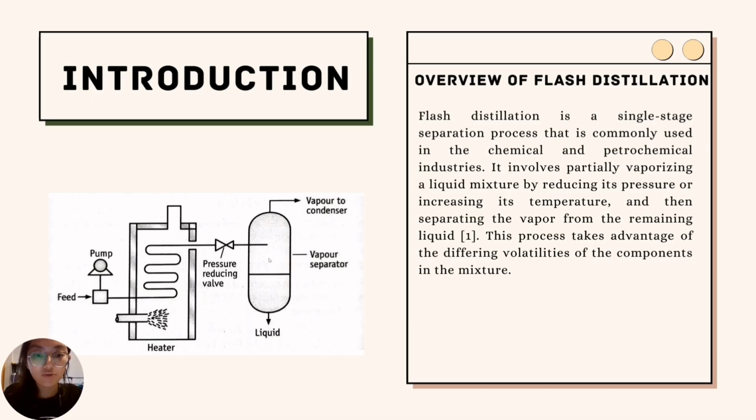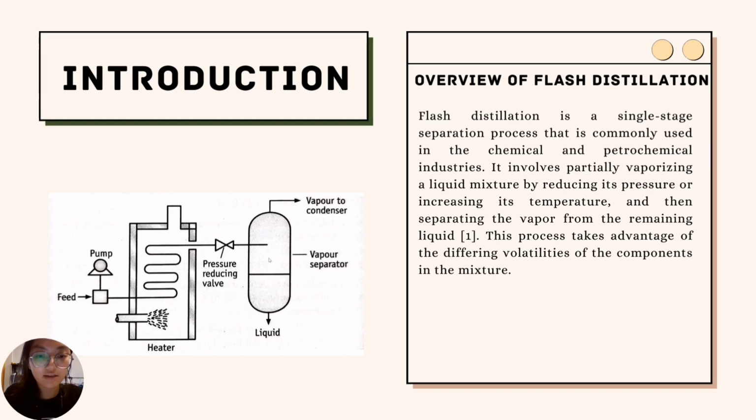Now, I'm going to introduce you to the concept of flash distillation, a fundamental process in chemical and petrochemical industries. Let's begin with an overview of what flash distillation is. As you can see from the diagram, flash distillation is a single-stage separation process. It starts with the liquid mixture being fed into a system via a pump. This mixture is then heated in a heater.